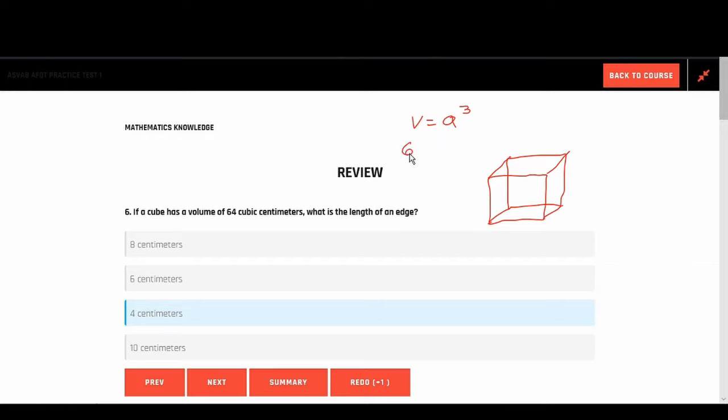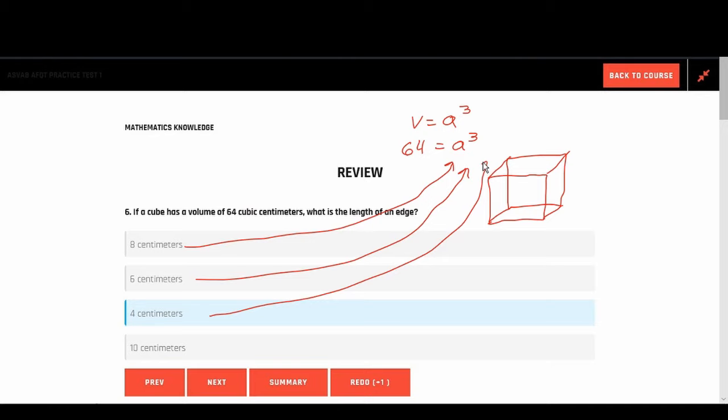When it's cubed, that's going to be 64. So in other words, we want to plug in these numbers into A until we find one that is equivalent to 64. Well, 8 squared is 64, so 8 cubed is not going to be it. 6 squared is 36. 36 times 6 is going to be greater than 180.